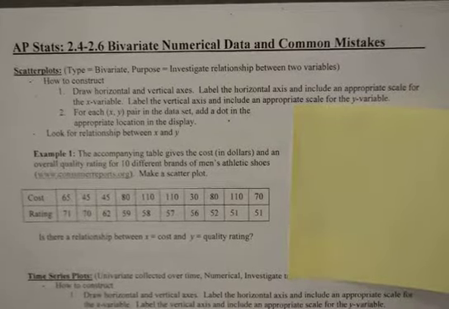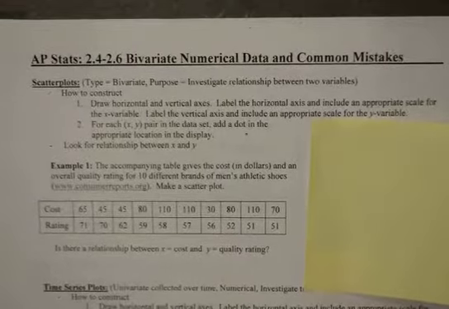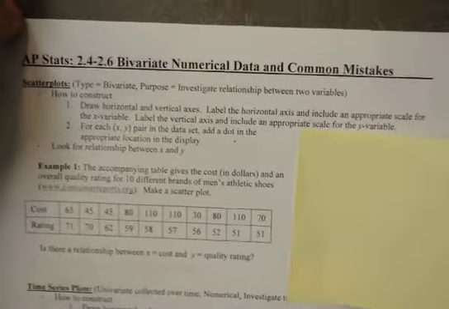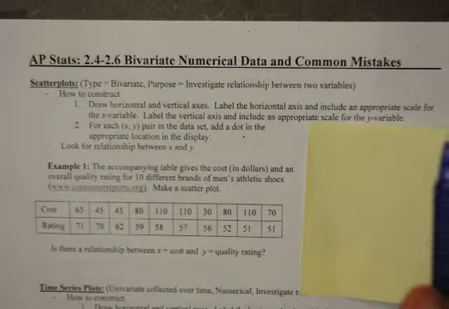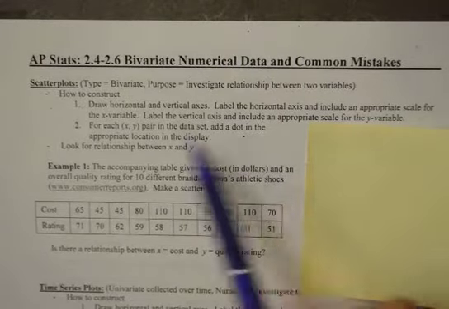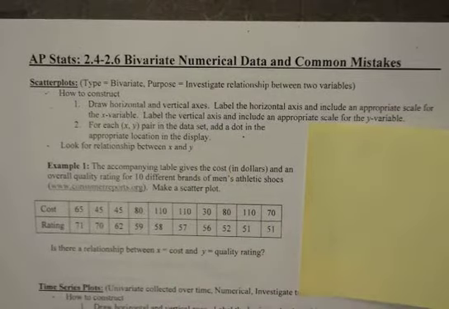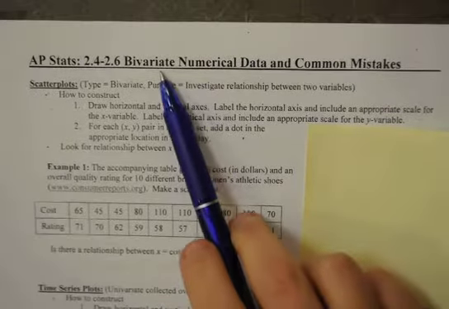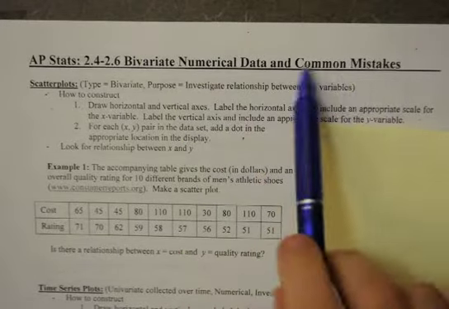Hello and welcome to AP Stats, the end of Chapter 2. We're not going to have an official quiz over this because it's been quick. We're going to move into Chapter 3, but here is the end of Chapter 2. It's the end of displaying data, and we're going to talk about bivariate numerical or quantitative data and some common mistakes.